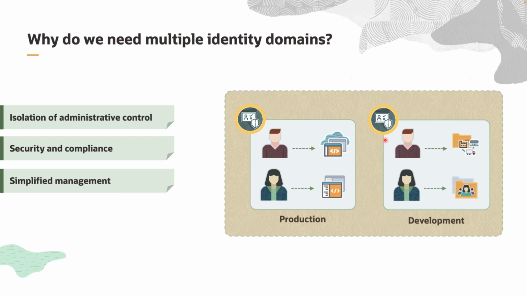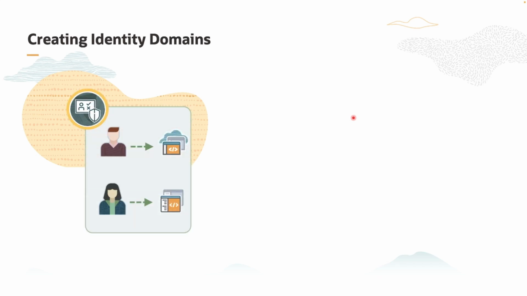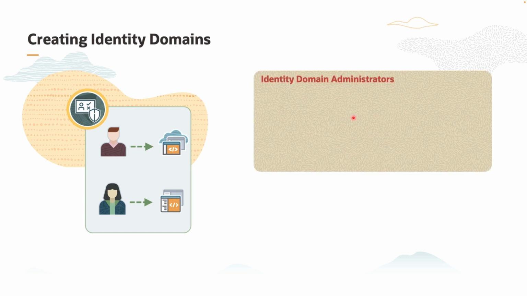And with multiple domains, you can go granular for administrative control. Each domain can have its own set of administrators responsible for managing users, application, and security policies. This flexibility is essential for large organization. And then when you create an identity domain, it will create one default administrator group as well as one admin user.